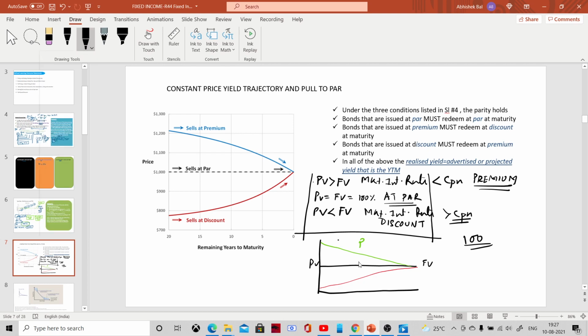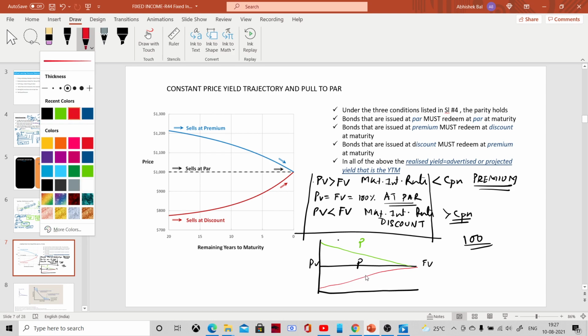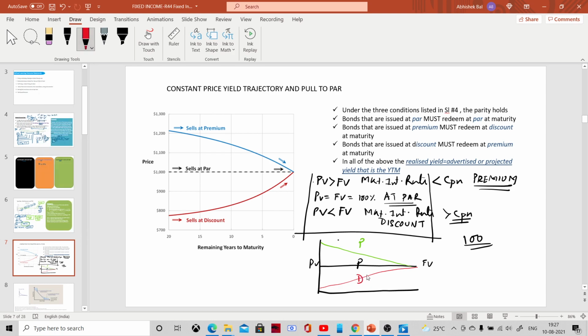So whether it is an issue floated at premium, or an issue floated at par, or an issue which has been floated at discount, that is subpar, in all three cases, if the issuer does not default, the investor knows beforehand what he is going to get at the end of the tenure, right? Now this path, this glide path along which the issue gradually progresses towards its face value is called the trajectory, or more precisely it's called the price yield trajectory.